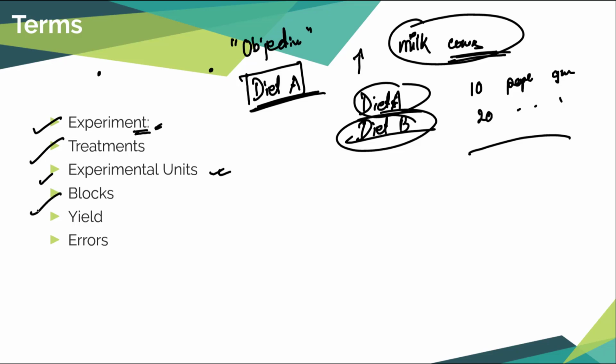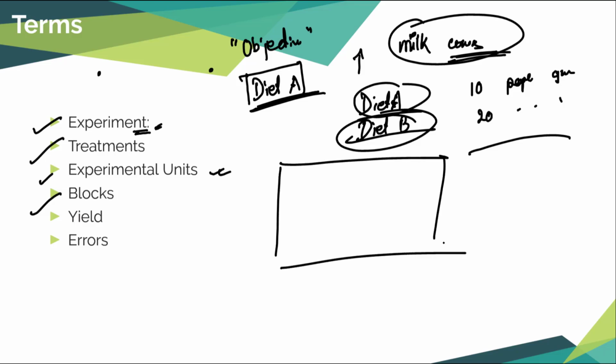The next word is blocks, right? So blocks are basically groups. In many situations, your entire experiment is not homogeneous. Let's say you are going to find out the increase in milk production of cows. But you should keep in mind that every breed of cow has different capabilities, right? So if you randomly select different breeds and then make a conclusion on them, that may be a mistake. So you will have to treat different breeds differently, right?